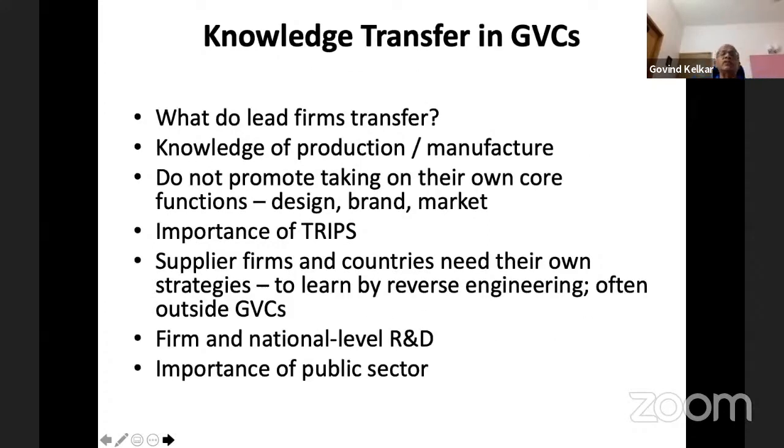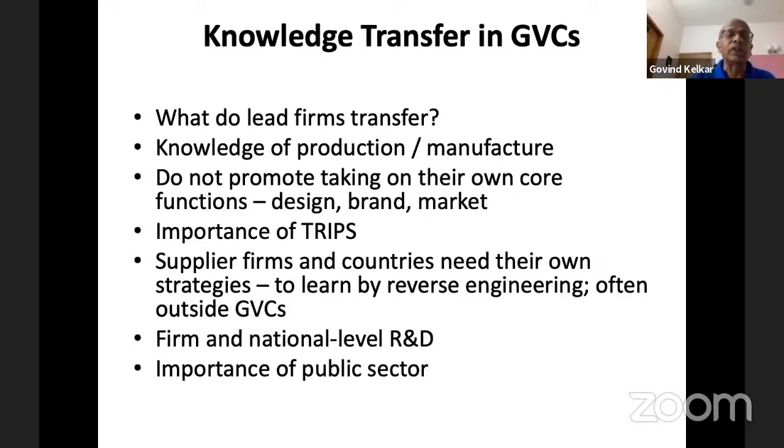Now, within a GVC, is there a knowledge transfer when you work together? There's very limited knowledge transfer from what we have seen. The brands or the lead firms don't mind the suppliers learning more about production, but they don't want them to take over the core functions, which are design, brand, and market, because that's where they earn their profits, and they want to keep their monopolies in that.